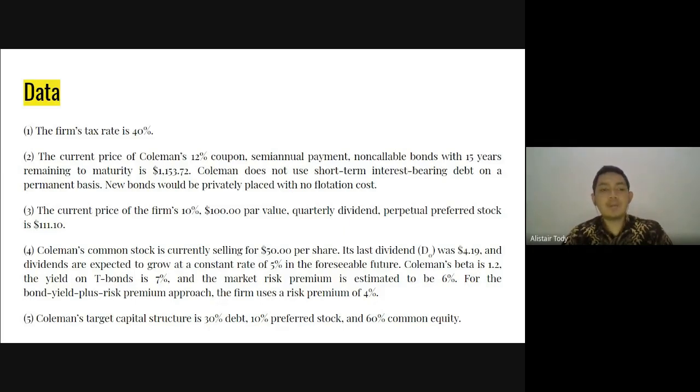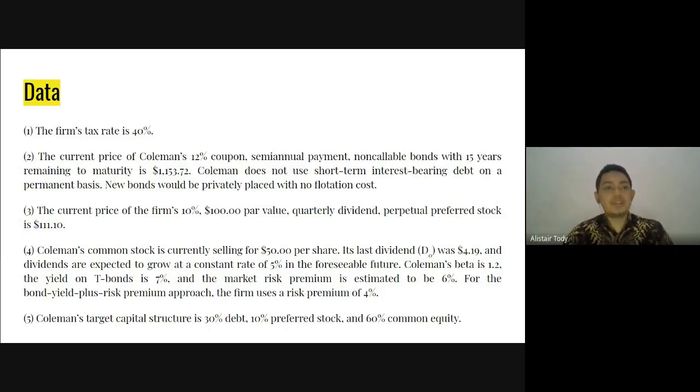Coleman's beta is 1.2, the yield of the T-bond is 7%, and the market risk premium is estimated to be 6%. For the bond yield plus risk premium approach, the firm uses a risk premium of 4%. And the last is Coleman's target capital structure, which is 30% debt, 10% preferred stock, and 60% common equity.